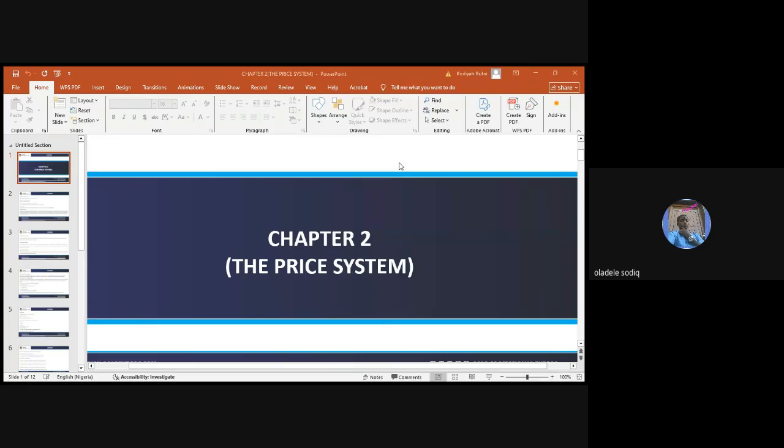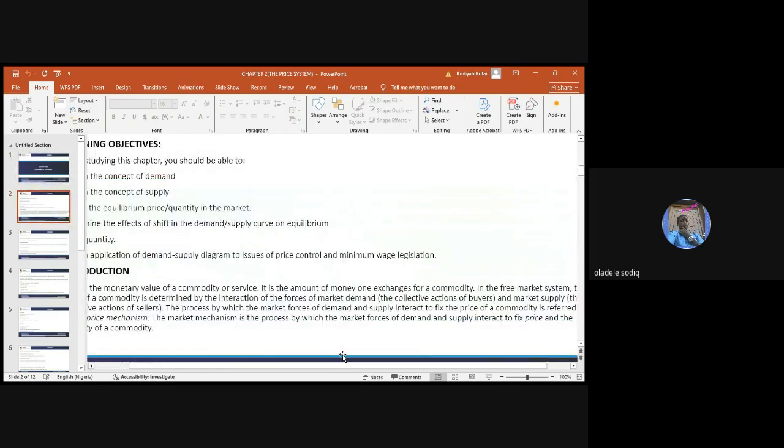So today we'll be looking at the price system. We need to understand that in any economy, there is price. There is a saying that there is a price for everything. Everything we do in life, even outside economics, there is always a price for it. There is also always a value attached to it, because whatever has value, there is always a reward for it. So we want to look at this. This is our objective.